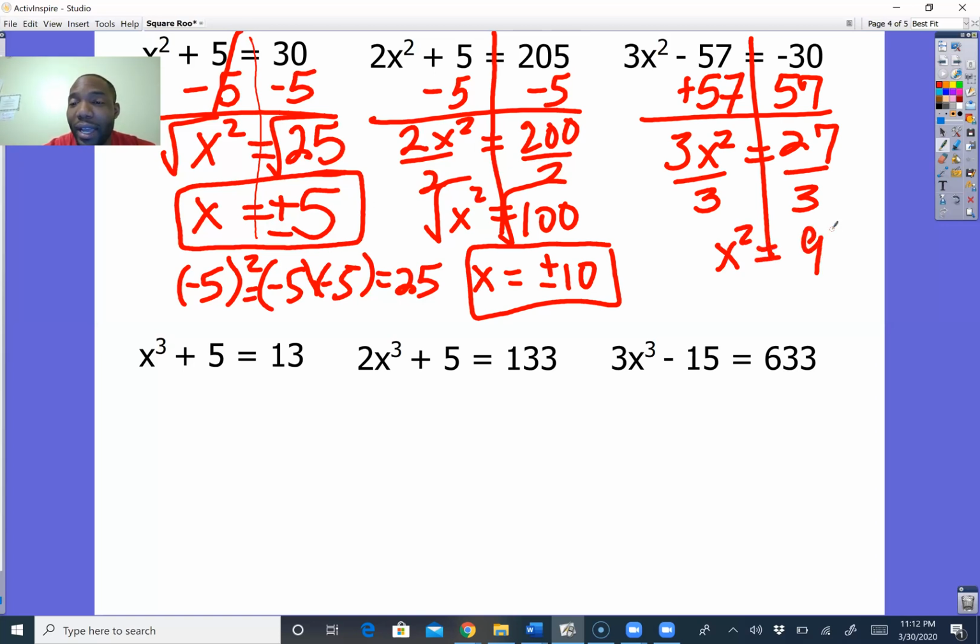x squared is equal to 9. What do I need to do? Take the square root. x is equal to positive or negative, I'm about to say 9, but let me just, nope, it's not going to let me do that. 3.